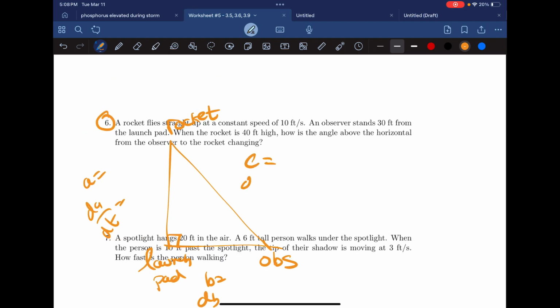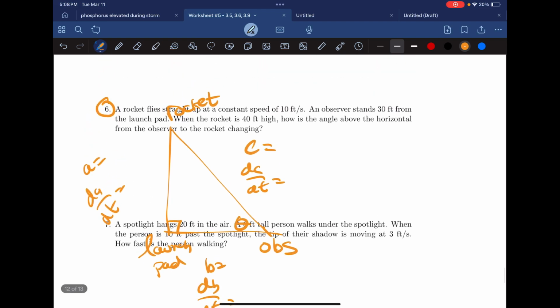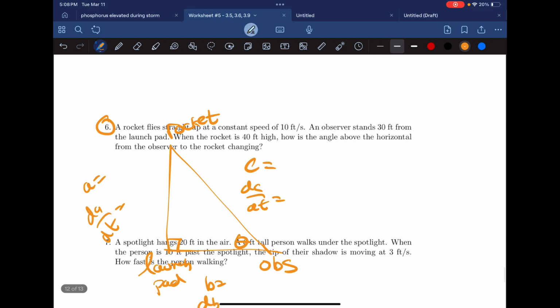C, dC/dt. And then now we've got theta down here. So we've got theta and d theta/dt. But we'll get to those in a second. We've got some work to do first. All right, so the rocket flies straight up at a constant speed of 10 feet per second. So our dA/dt is 10 feet per second.